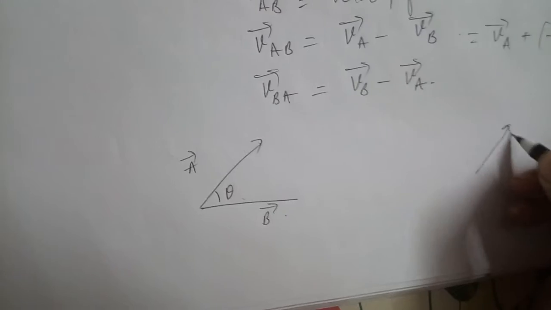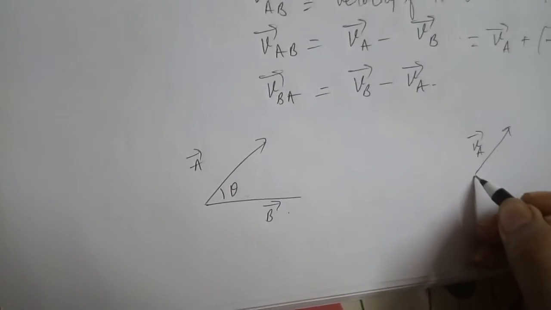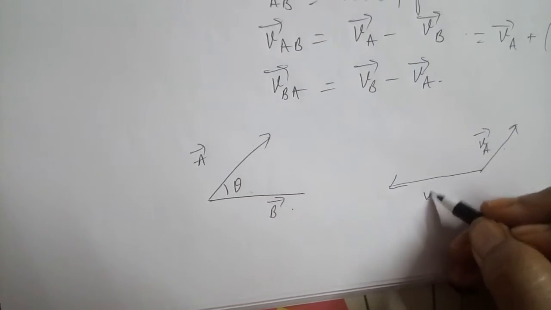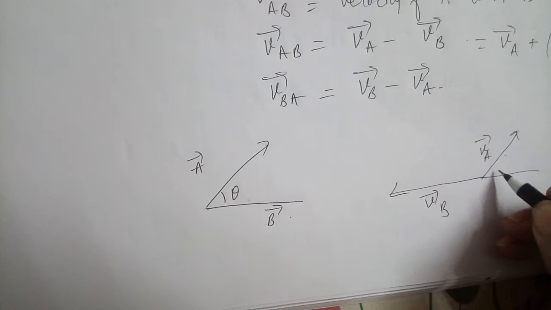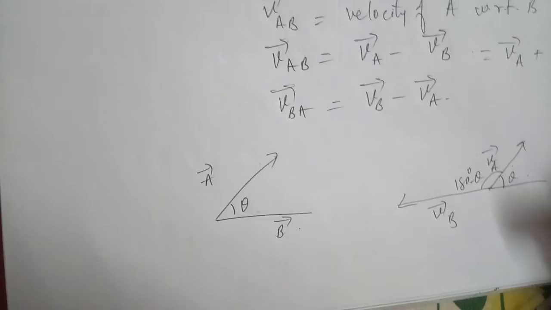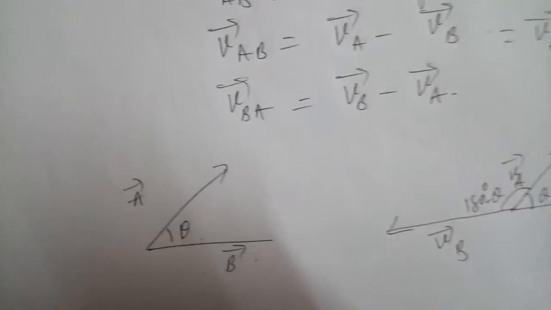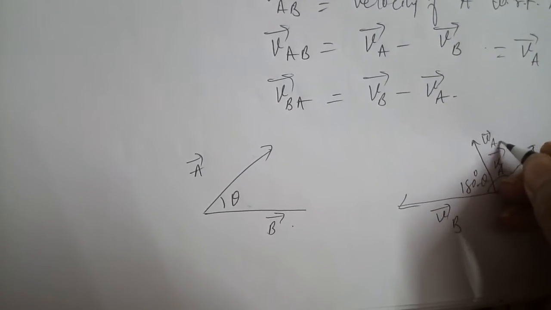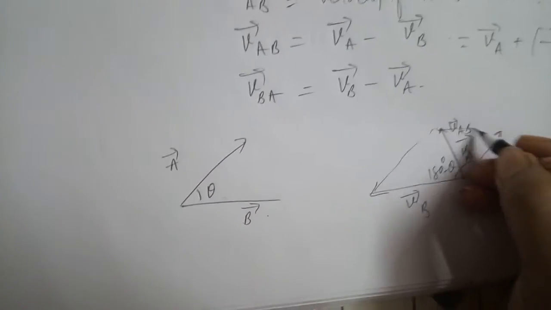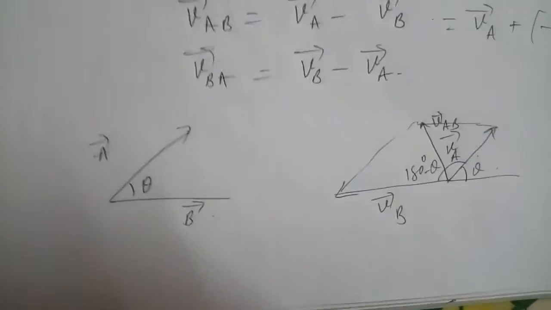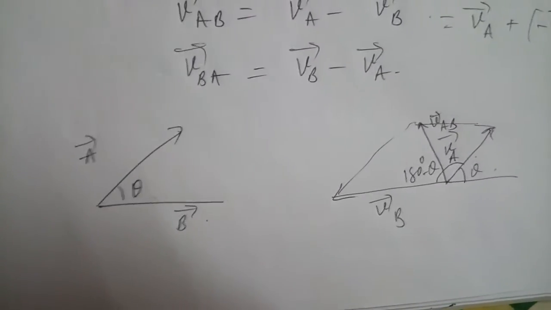This is V vector A, and here we take minus V vector B, since it is a minus vector. This was given as angle theta, so what is the angle left here? 180 degrees minus theta. This will be the resultant, V vector AB. So we can very well draw a parallelogram here. Once we draw the parallelogram, we need to find the magnitude of the resultant vector.